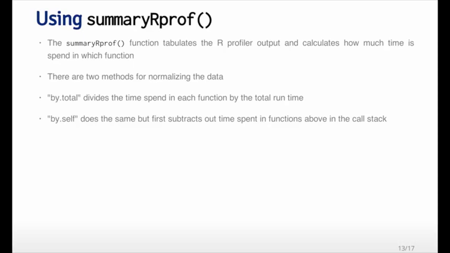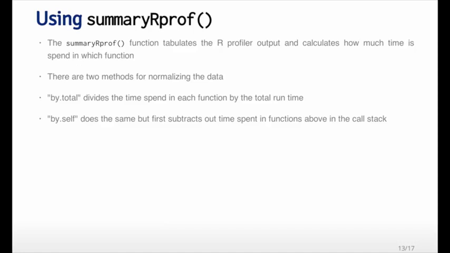So we use the summaryRprof function to tabulate the R profiler output and calculate how much time is spent in which function. Once you see the function call stack, you know that each line is separated by 0.02 seconds, because that's the frequency at which it's sampled. Given that, you can calculate how many seconds are spent in each of the functions, because if it appears in the function call stack, then you must be spending some time in it.